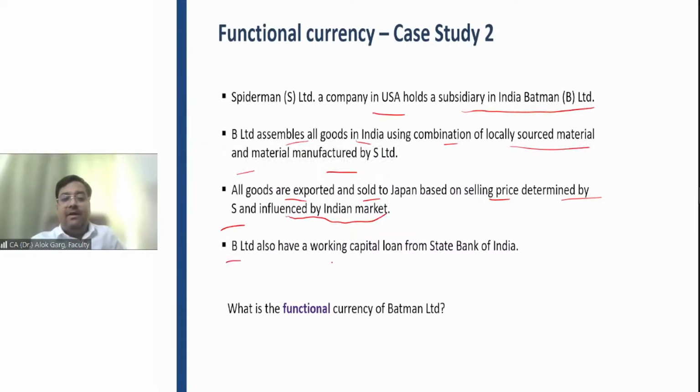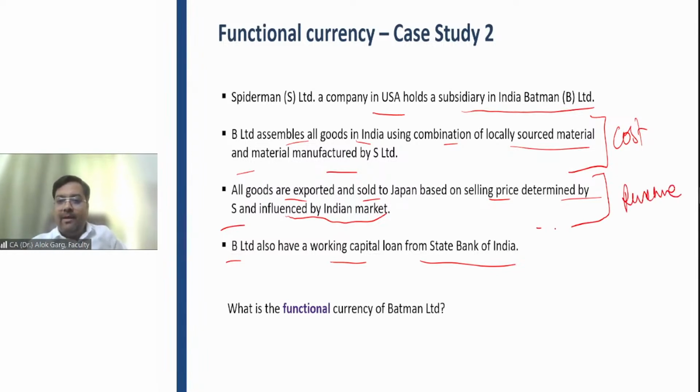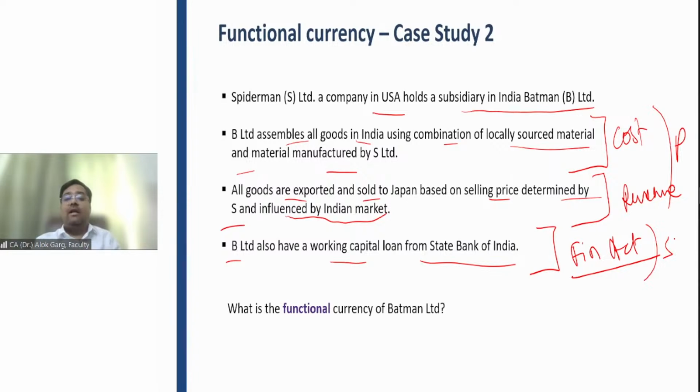This Batman Limited also have a working capital loan from State Bank of India. So here it talks about cost. Here it talks about revenue. Here it talks about the financing activity, which is your secondary indicator. These two are primary indicator. This is secondary indicator, which is given in the question. And you are required to determine the functional currency of Batman Limited.